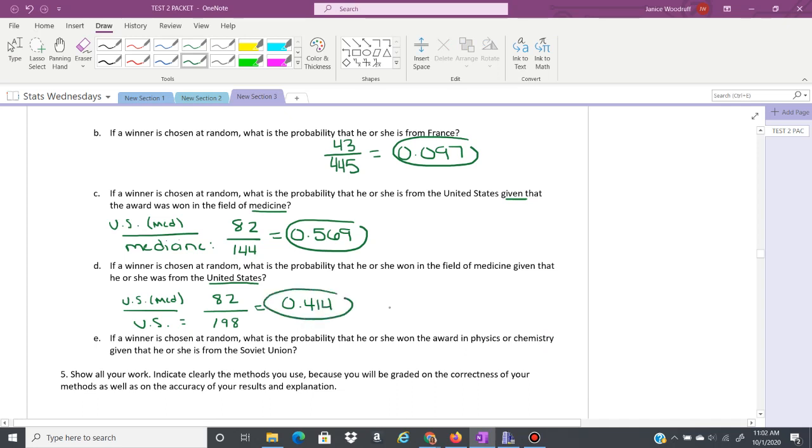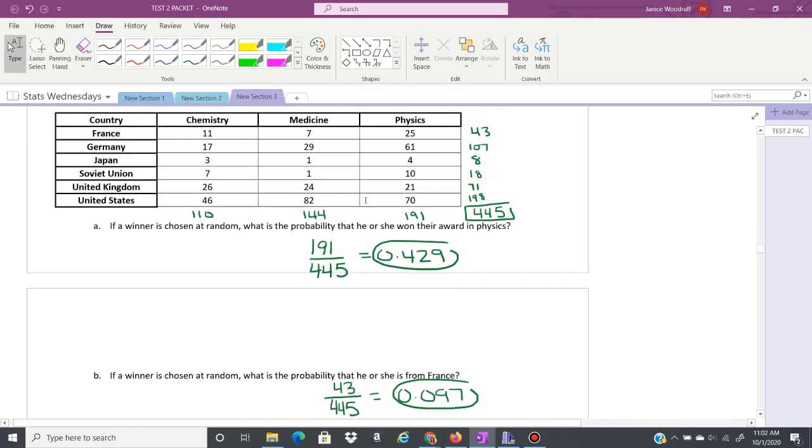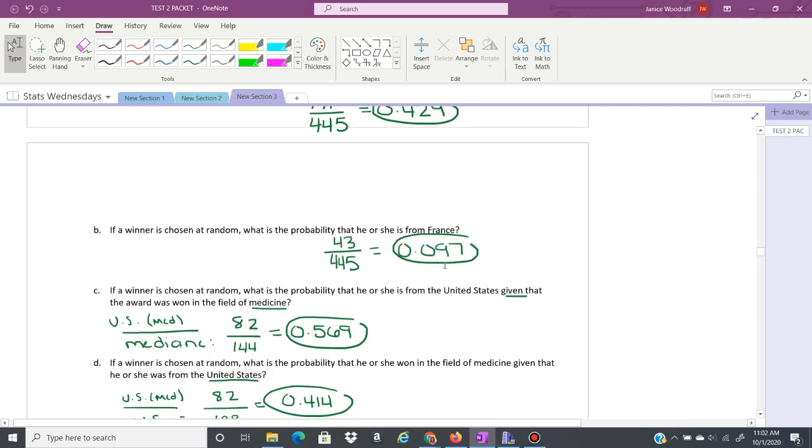And then E, if a winner is chosen at random, what is the probability that he or she won the award in physics or chemistry, given that he or she is from the Soviet Union? Okay, so let's take a look at this. So first, the given, the Soviet Union. Soviet Union, total of 18. Okay, and then it was physics and chemistry. So you had 10 physics, 7 chemistry.